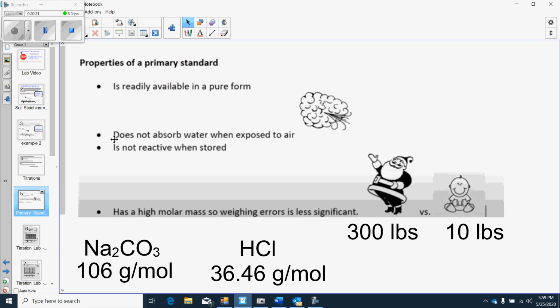I just wanted to let you know that, because you'll be brilliant in first-year university when you're doing titrations. But a primary standard is a little different than just a regular standard, okay?